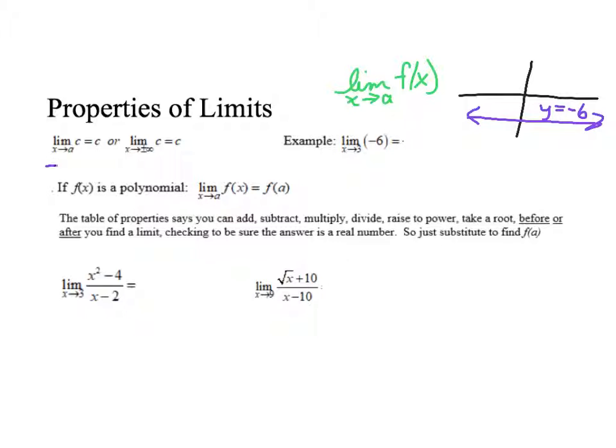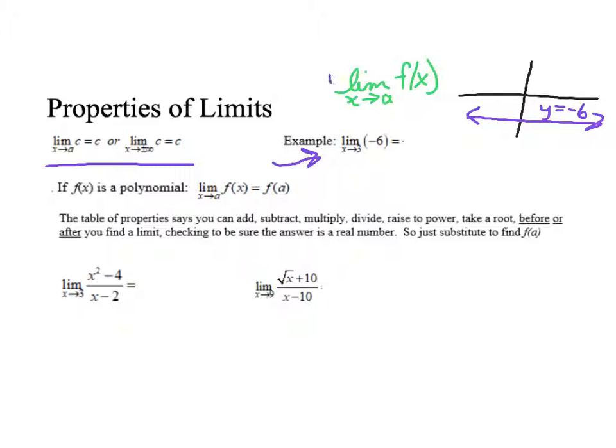The first property is a very basic one. It seems very simple. It seems confusing. It's so simple. The limit of c equals c. What we're saying here is all we have is a number. We don't have any x's in it. So if you look at our example here, think of it this way.